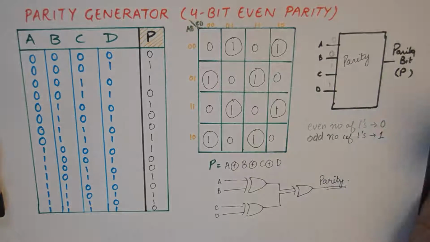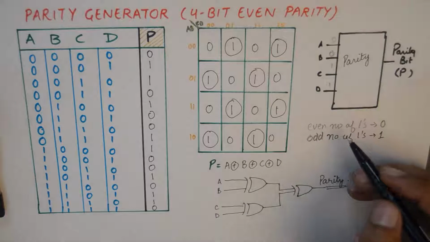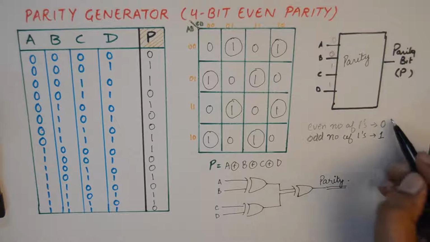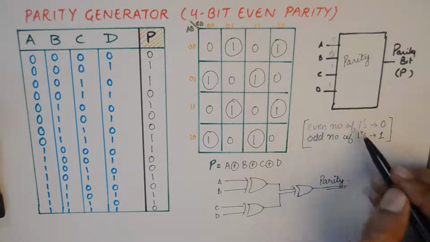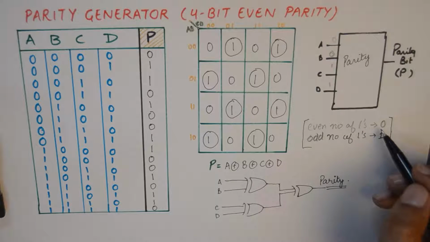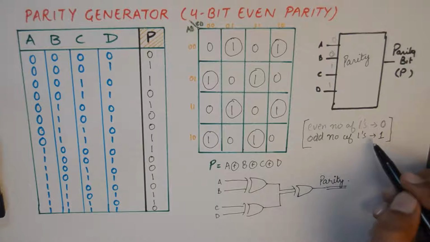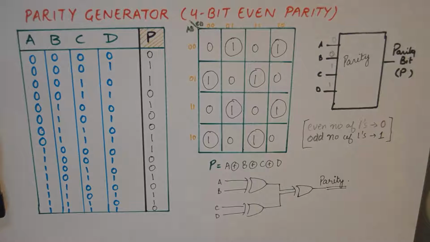The parity generator can be of two types. We have discussed even parity here. In case of odd parity, this logic would reverse. For an even number of ones occurring in the input stream, we'll put a 1, and for an odd number of ones occurring in the input stream, we'll put a 0. So odd parity would follow exactly opposite logic.